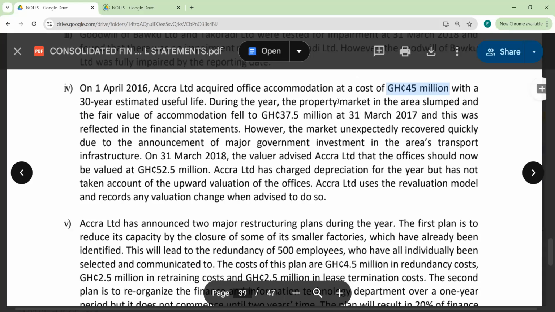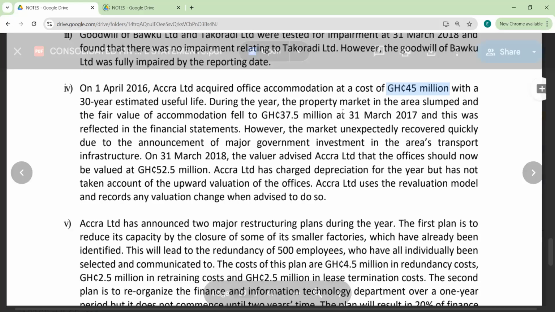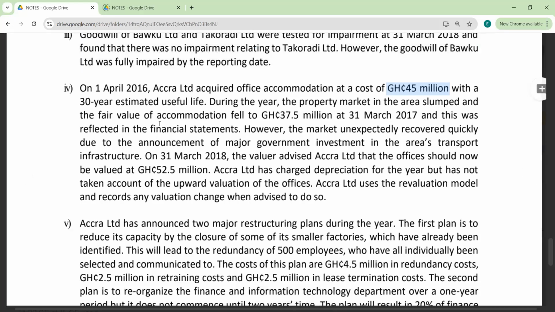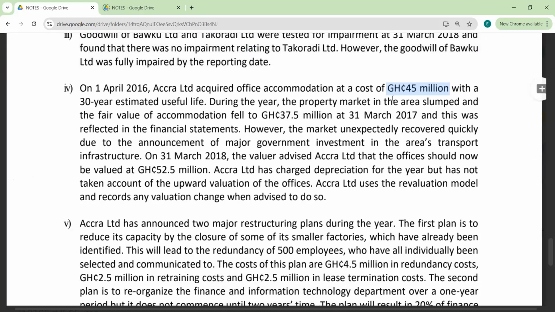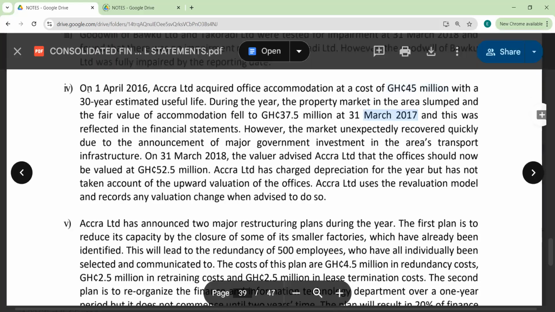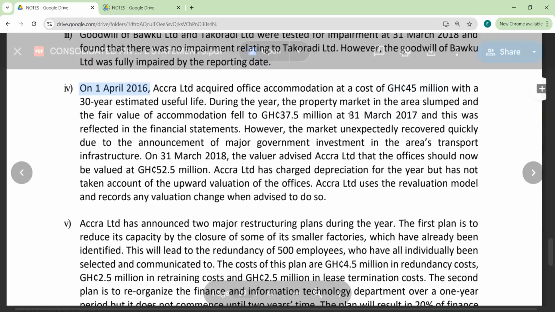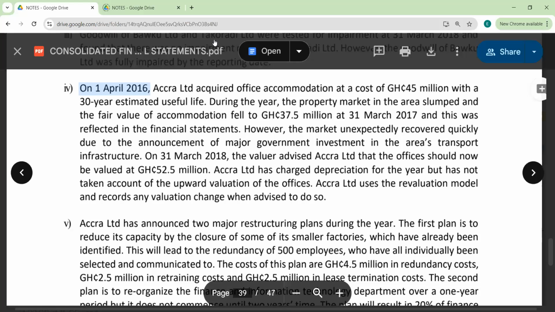As to where you are sending it to, it's not part of our business. During the year, the property market in the area slammed and the fair value of the accommodation fell, as at 31st March 2017. From 1st April 2016 to 31st March, how many years? 1 year. Don't continue the story.